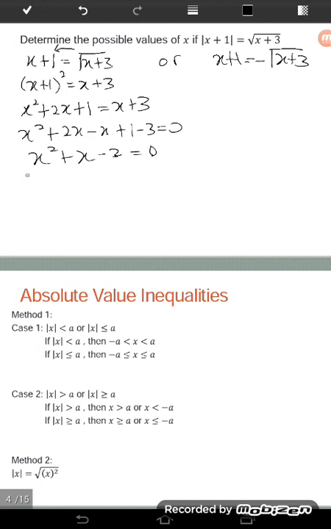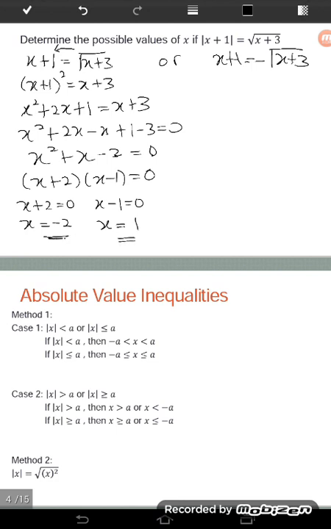And then factorize, so you will have x plus 2 times x minus 1, which is equal to 0. So you will have the answer x plus 2 equal to 0 implies x equal to negative 2 and x minus 1 equal to 0. So you will have x equal to 1.